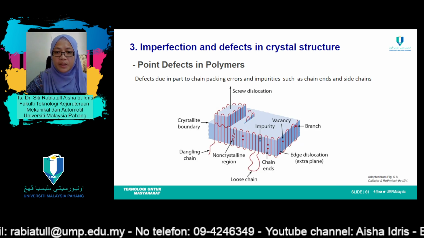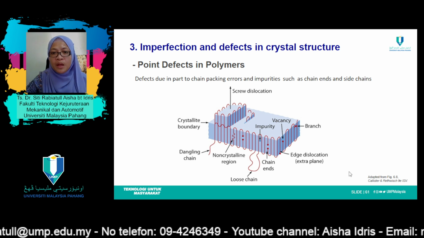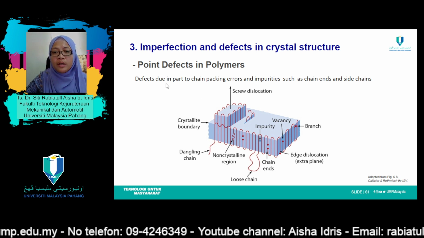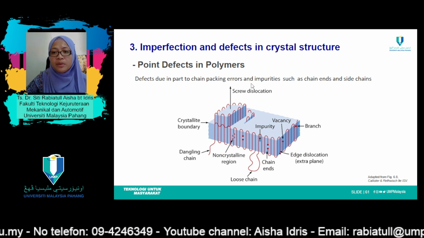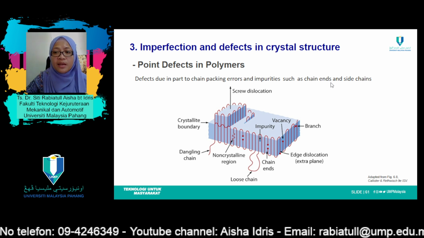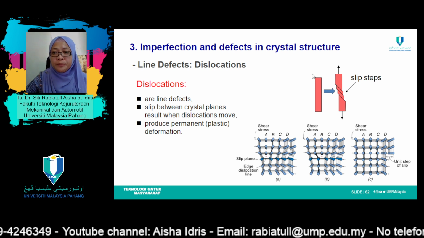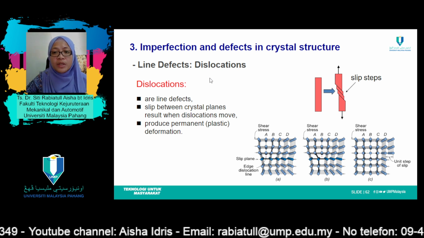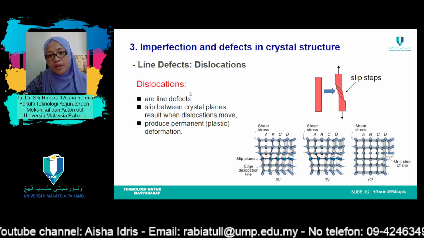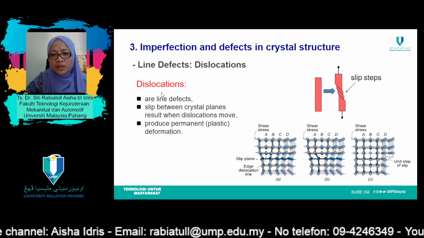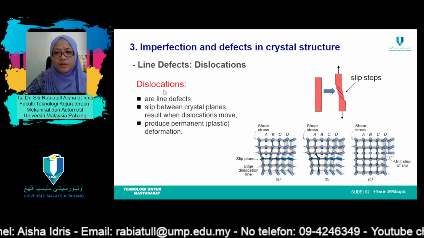Okay, the second one is polymer defects. It occurs due to chain packing errors and impurities such as chain ends and side chain ends. This one is an example of a dislocation.